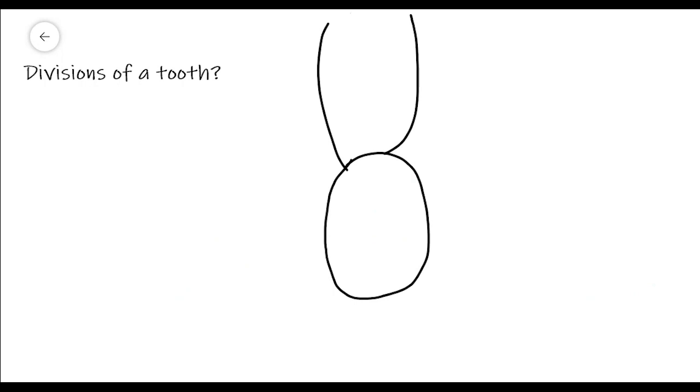Okay, now talking about the division of the root. The root can only be divided horizontally. There is no vertical division in it. So dividing the root into three parts, this and this. Now this part is also called the cervical third, same like the crown.